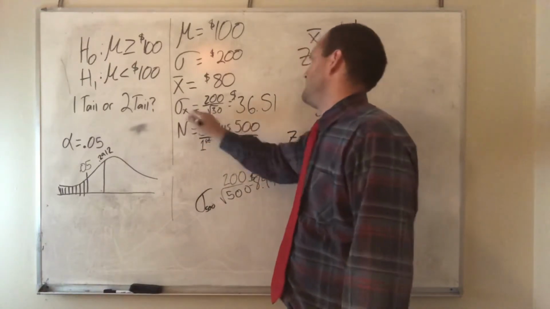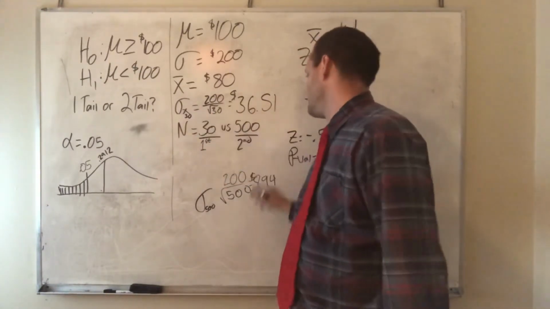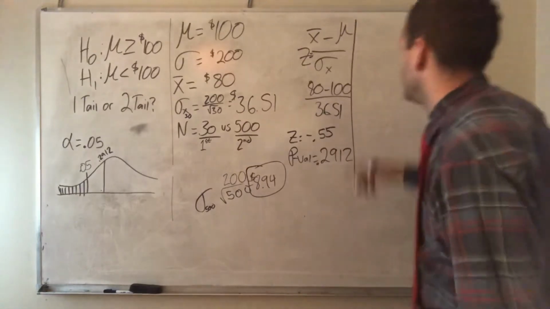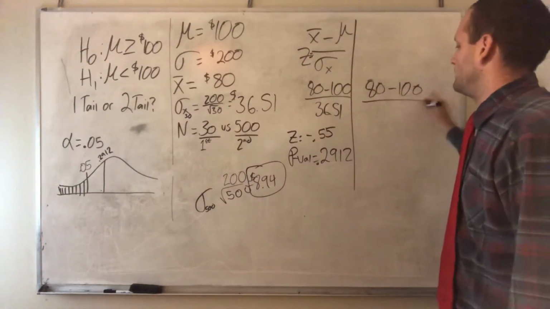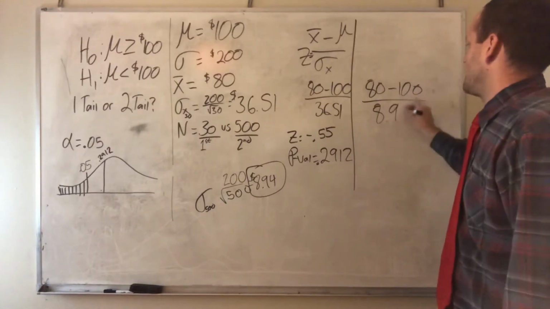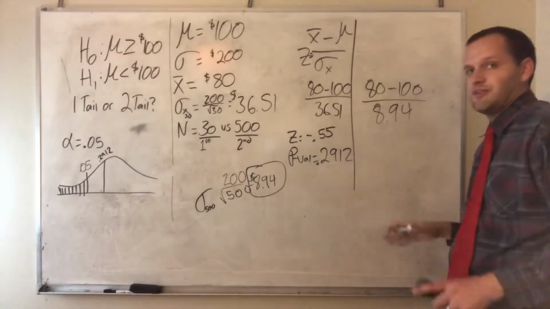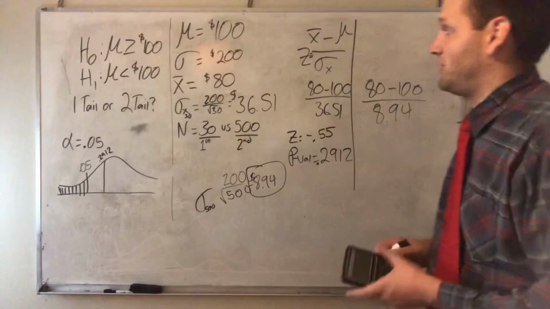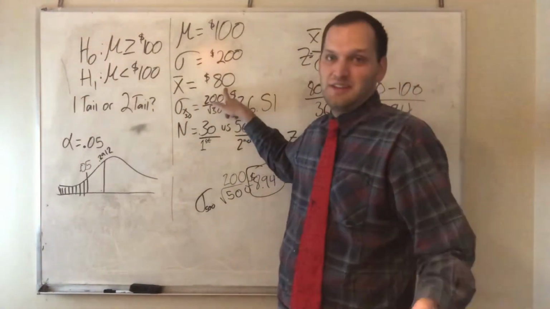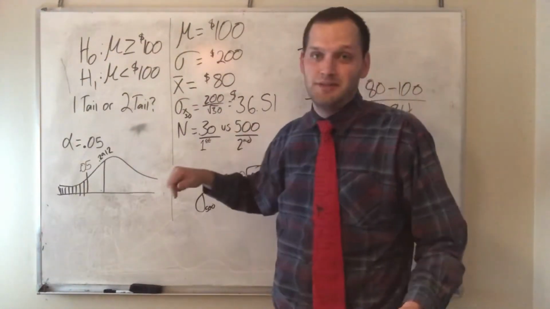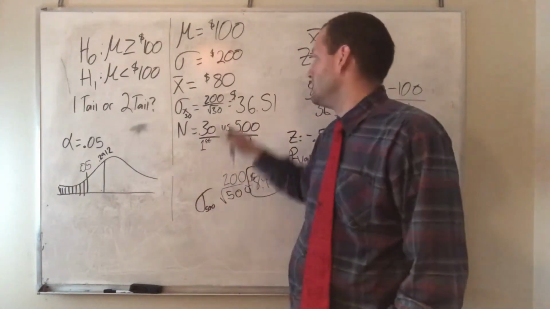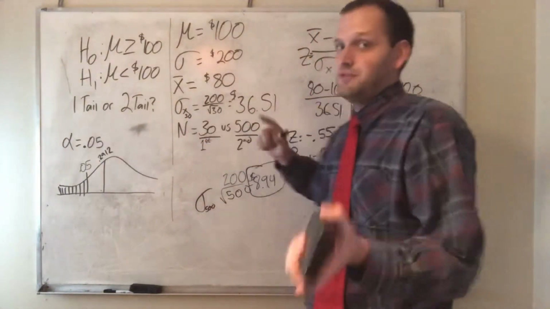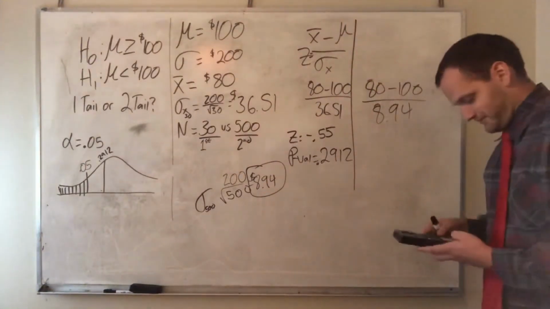This was sample standard deviation with just 30. Okay, so let's plug that in. We've got 80 minus 100 over 8.94. Let's see if having more people helps our argument at all. Because our sample, let's just say it stayed the same. 80 is less than 100. We don't know what the actual population average is, if it is less. But we're trying to prove that it's less. We're trying to prove the school wrong.